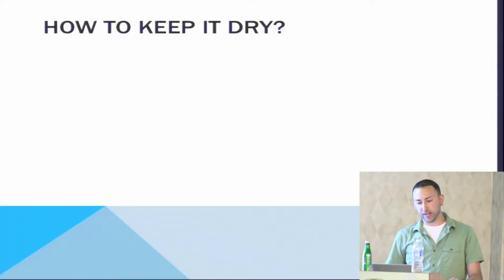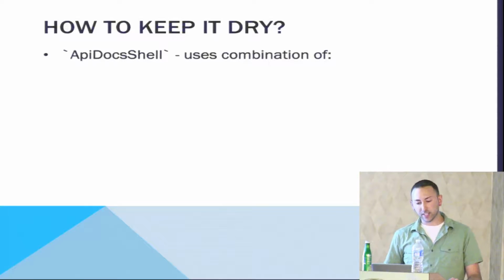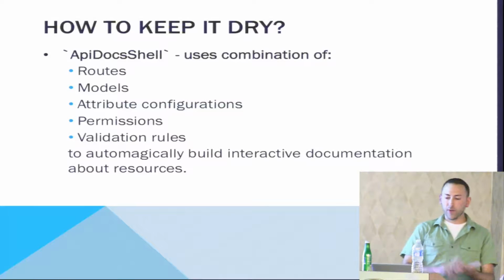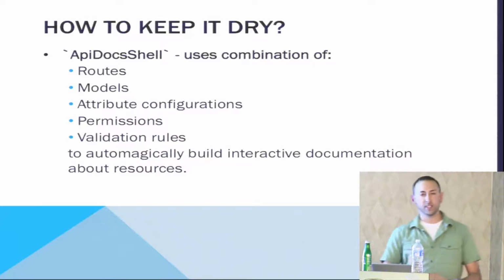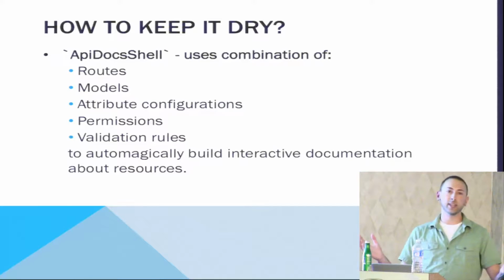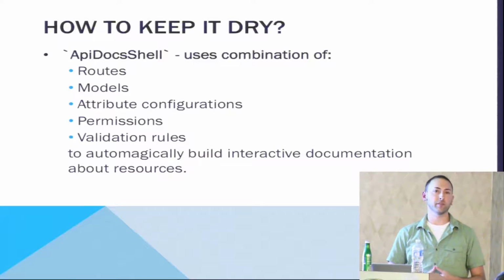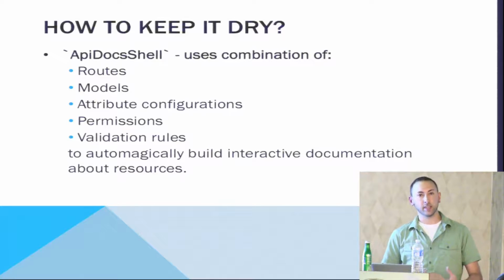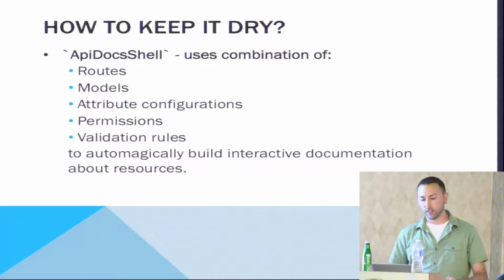So how do we keep it dry? Well, we developed a doc shell. It uses a combination of our routes, models, attribute configurations, permissions, validation rules, and it takes all that and puts it into a bunch of JSON files that Swagger UI can understand. So with literally zero effort on our part, we have a fully documented API with no duplicated knowledge.